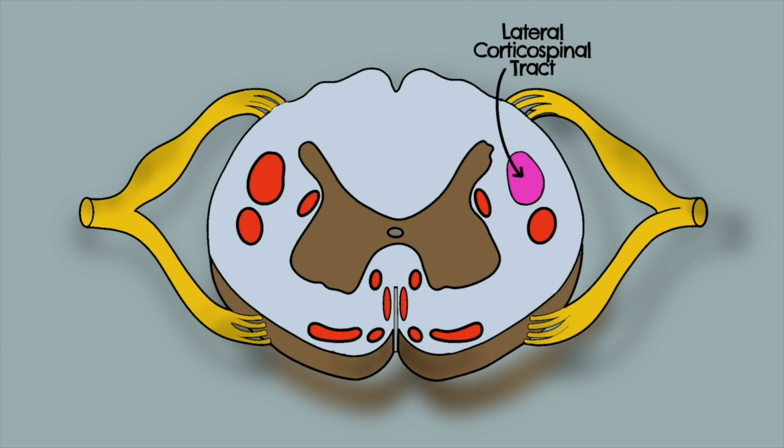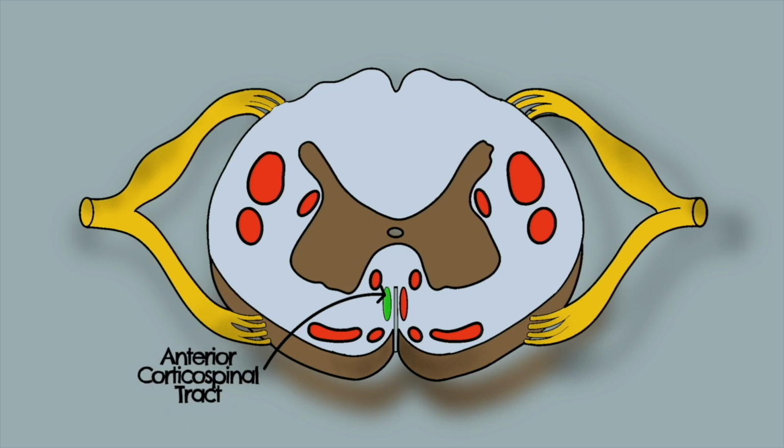The anterior corticospinal tract consists of primary motor neurons that do not decussate at the level of the pyramids, but instead descend ipsilaterally. These motor neurons are concerned with the voluntary control of axial muscles of the trunk.